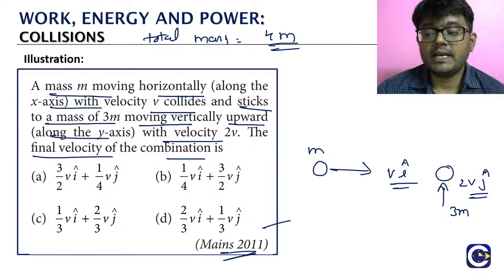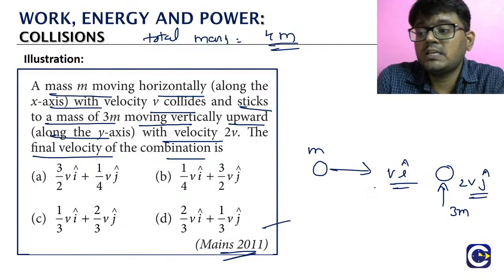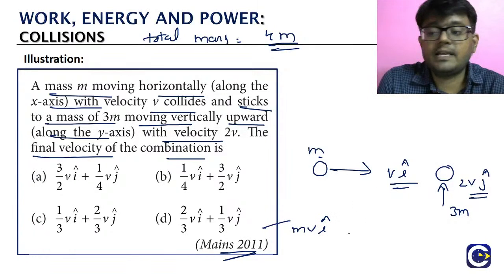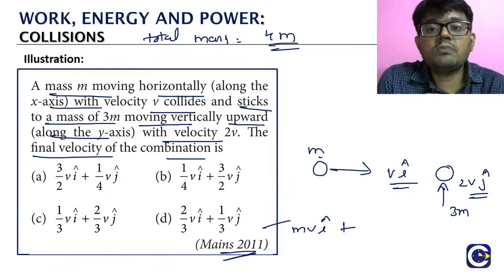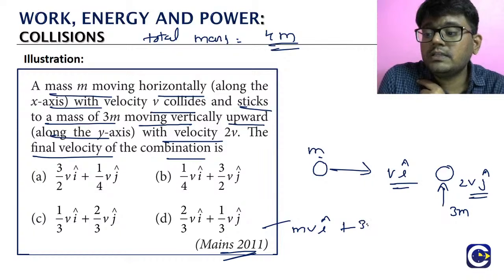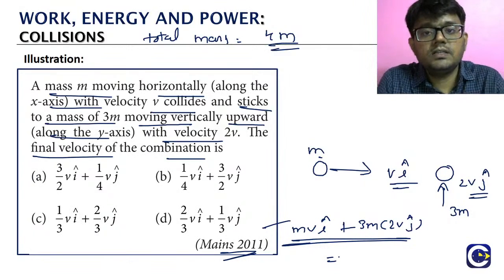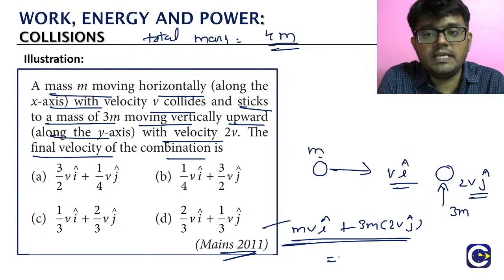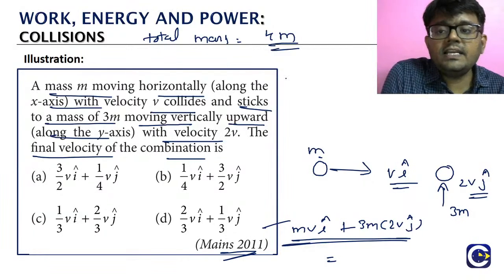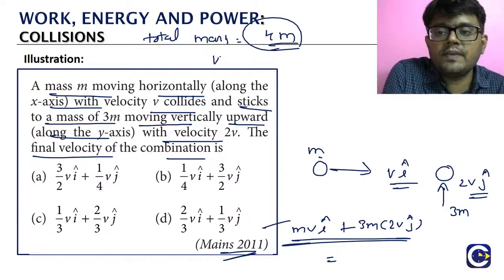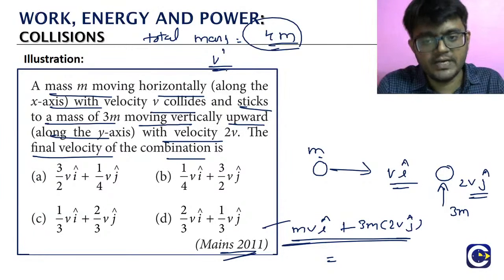Okay, so பாருங்க, m ஓட initial momentum என்ன, m into v into i cap, அதுதானா? அந்த மாதிரி 3m ஓட initial momentum என்ன, 3m into 2v into j cap. இதுதான் total momentum of the m and 3m. Finally let us say the total mass 4m தானா? So 4m is moving with a velocity v dash னு வெச்சுக்கோங்க, அதுதான் நமக்கு வேணும்.